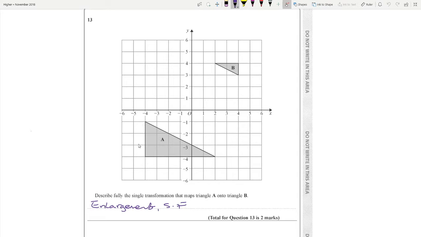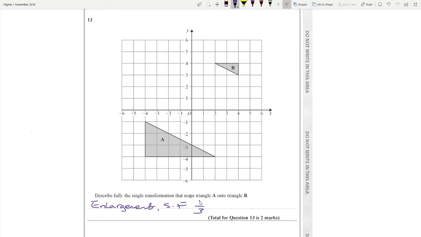Let's see first of all by how many times it has gone smaller. If we just take one length here, that's 3 squares long, and this is 1 square long. So it's gone a third of the size. And let's just double check with this last length. It's gone from 6 wide to being 2 wide. So again, the scale factor is definitely a third.